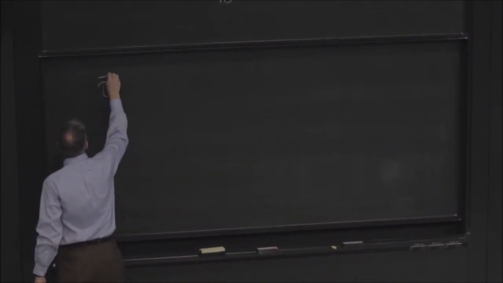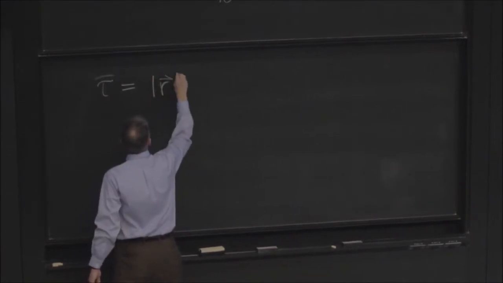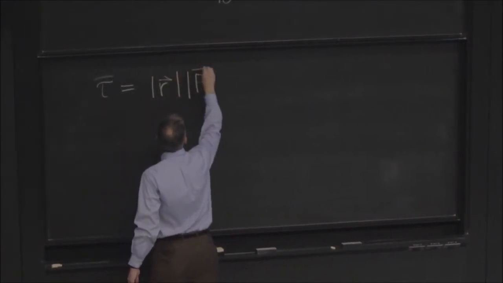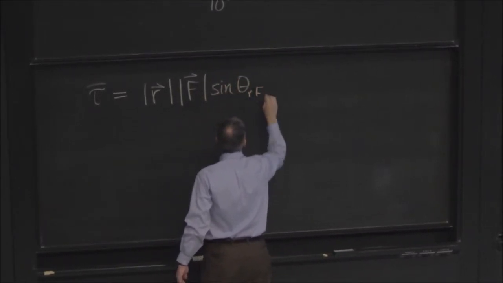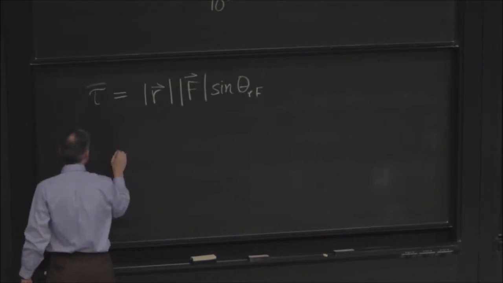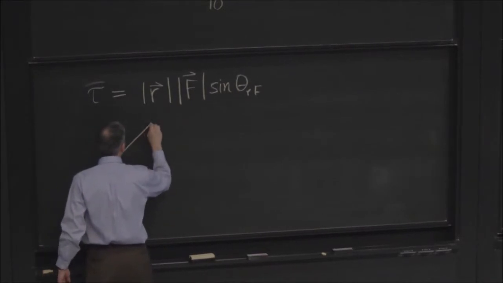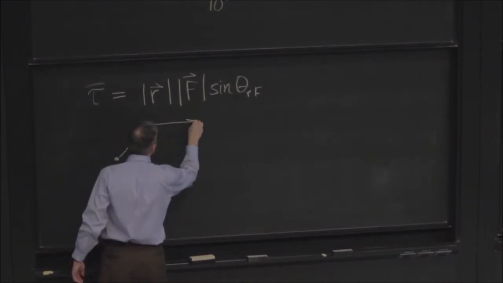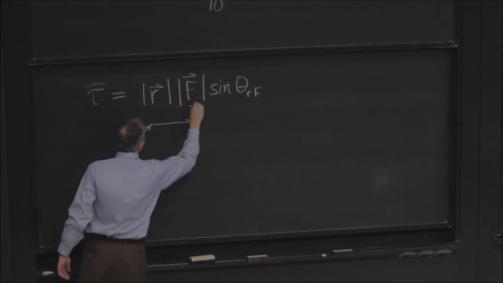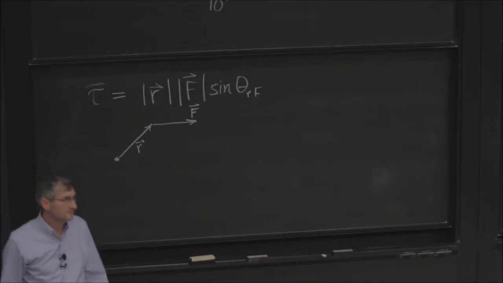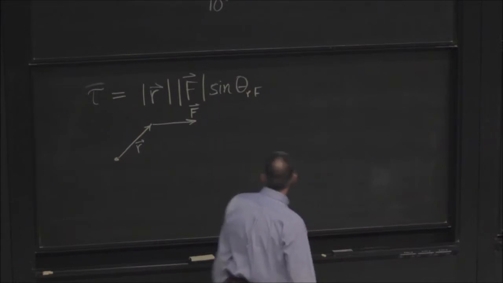So we have the torque is equal to the magnitude of R, the magnitude of F, the sine of the angle between. Okay, so let's say I have my axle here, and I have a force F that's applied like this. What's the definition of the angle between?